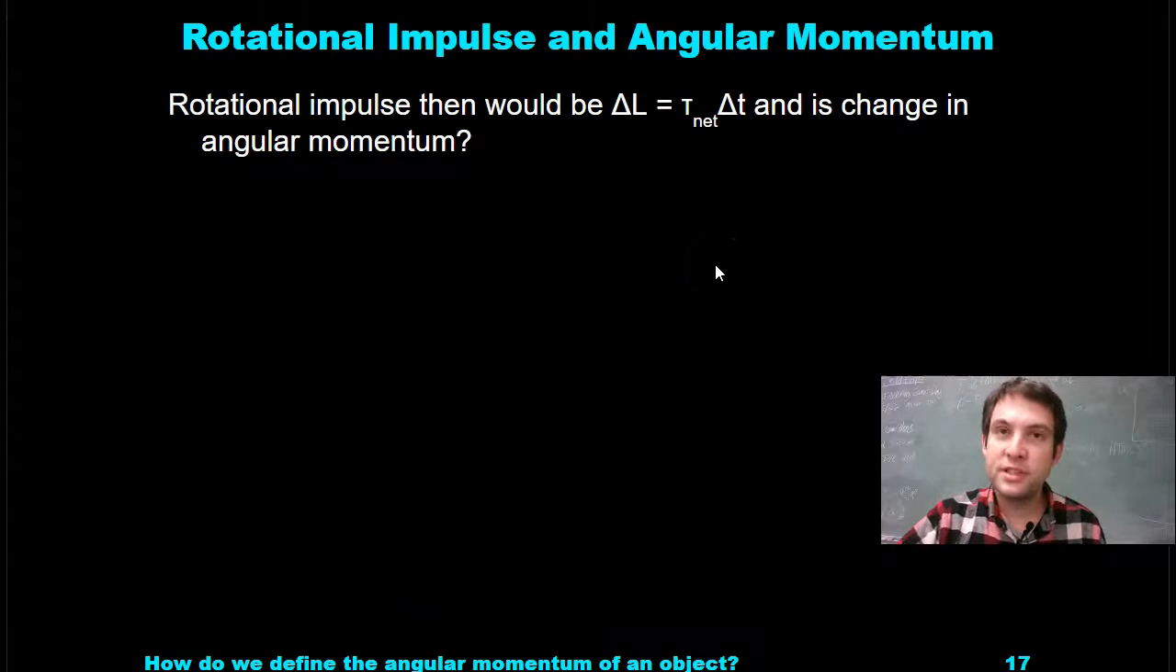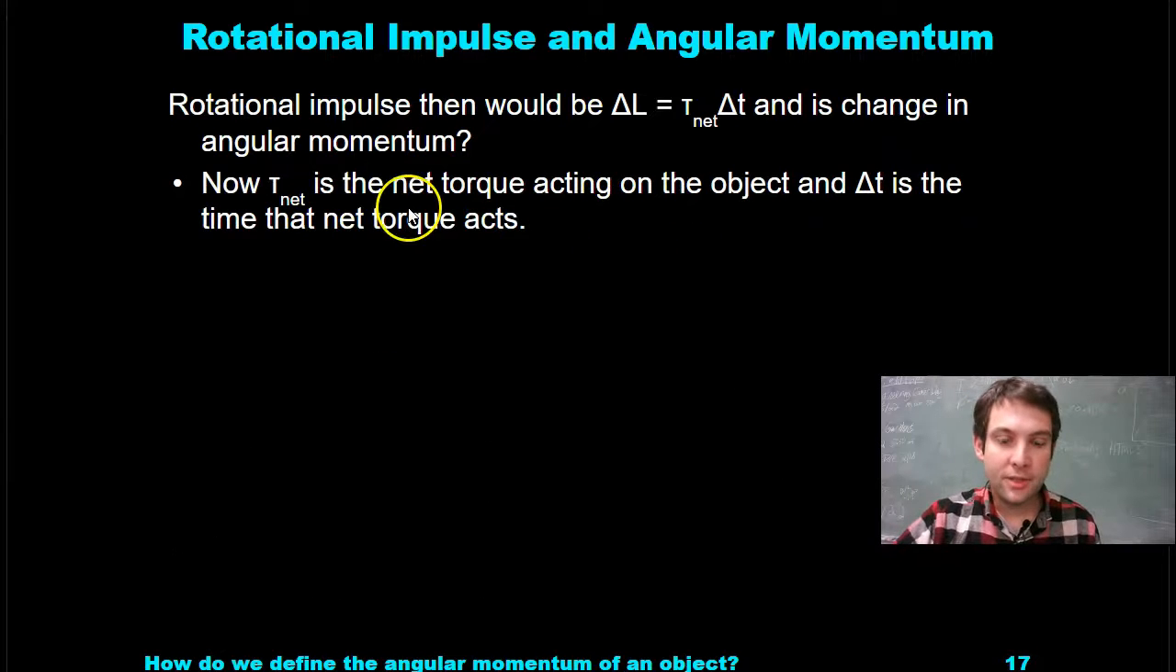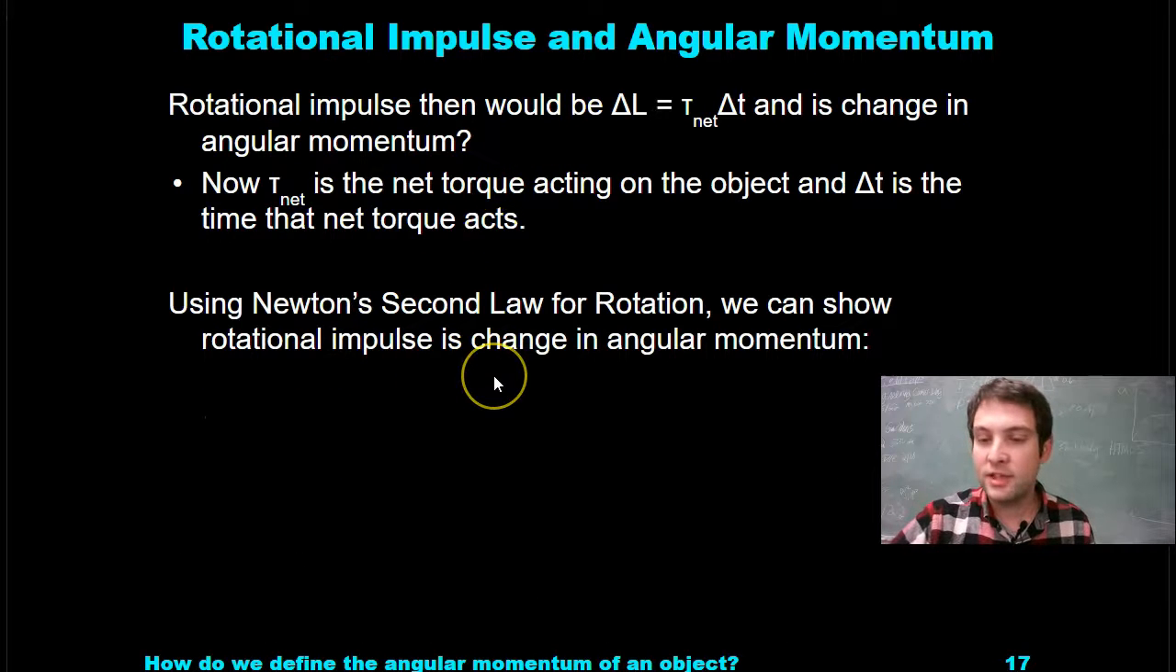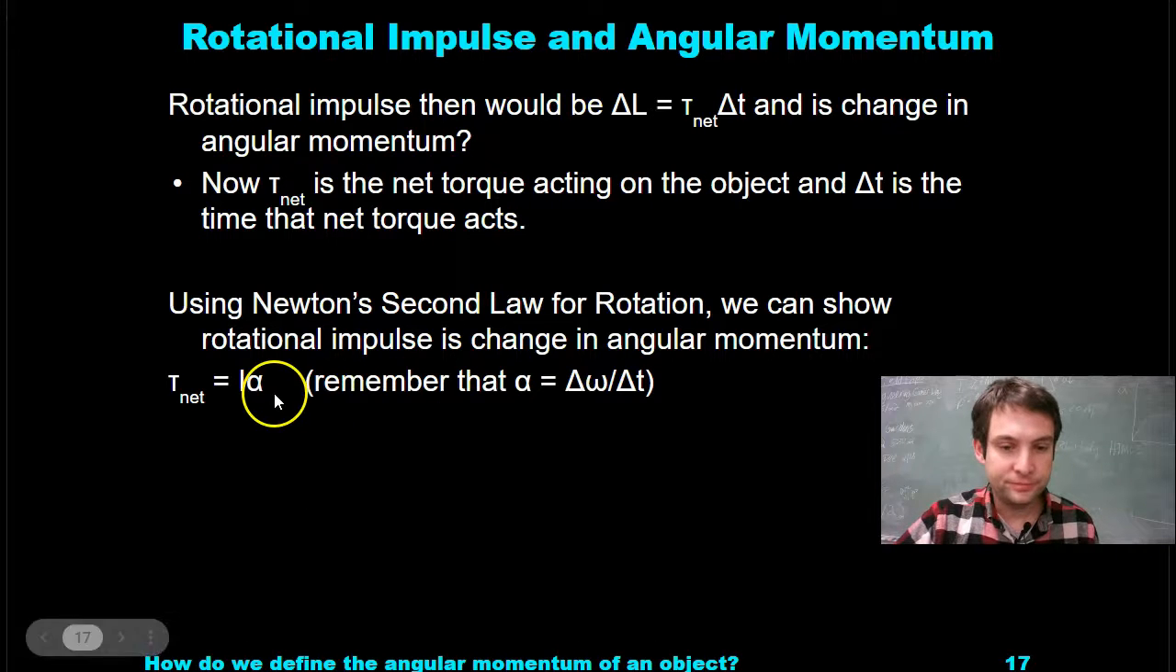So rotational impulse is then going to be delta L equals net torque times the change in time. Now that net torque is the net torque acting on the object, and delta t is the time that the net torque acts. Using Newton's second law for rotation, we can show rotational impulse is the change in angular momentum.